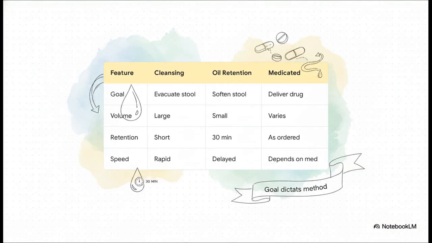Now, what's really interesting about this slide is how it breaks down the key differences. A cleansing enema uses a large volume of fluid for a really rapid evacuation. An oil retention enema, on the other hand, uses a tiny volume, and the patient has to hold it for about 30 minutes for it to work. And a medicated enema? Well, all the details, the volume, the time, that's all based on the specific drug you're giving. See how the goal completely dictates the method?